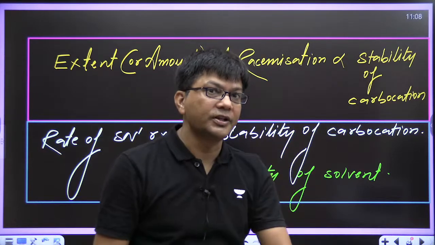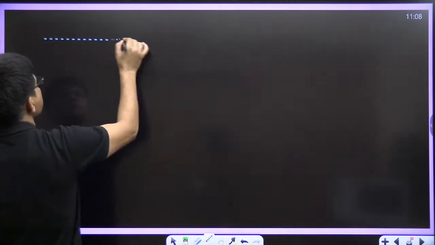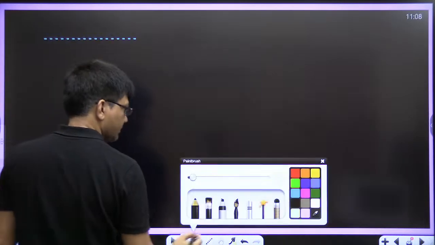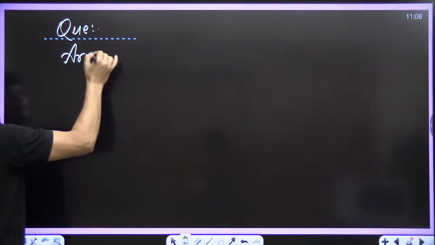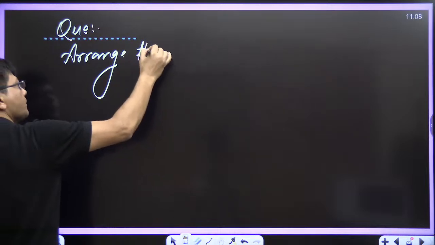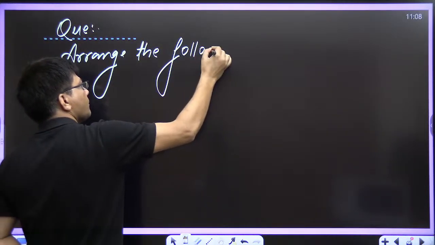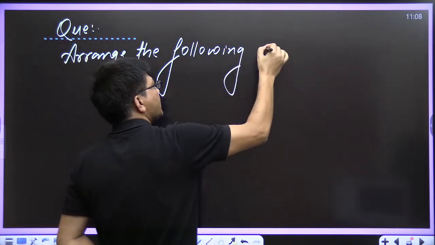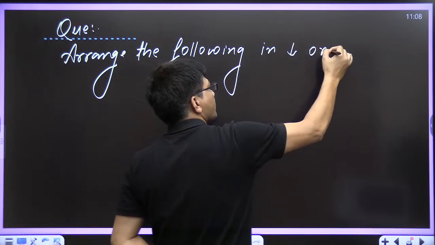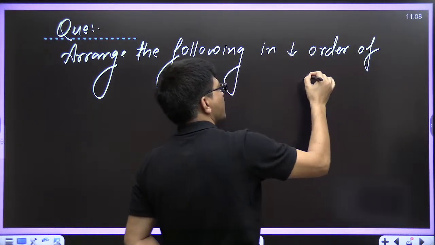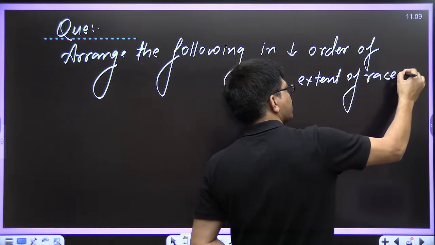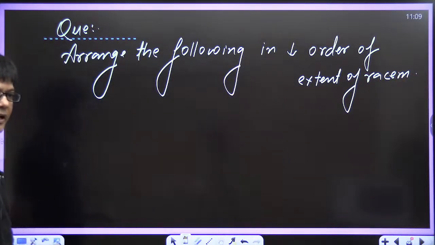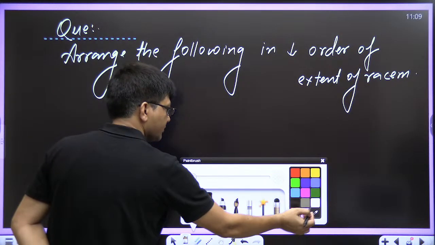Now, if a rank deciding question is asked like this: arrange the following in decreasing order of extent of racemization. This is a rank deciding question, kids. See kids, the options are given like this.